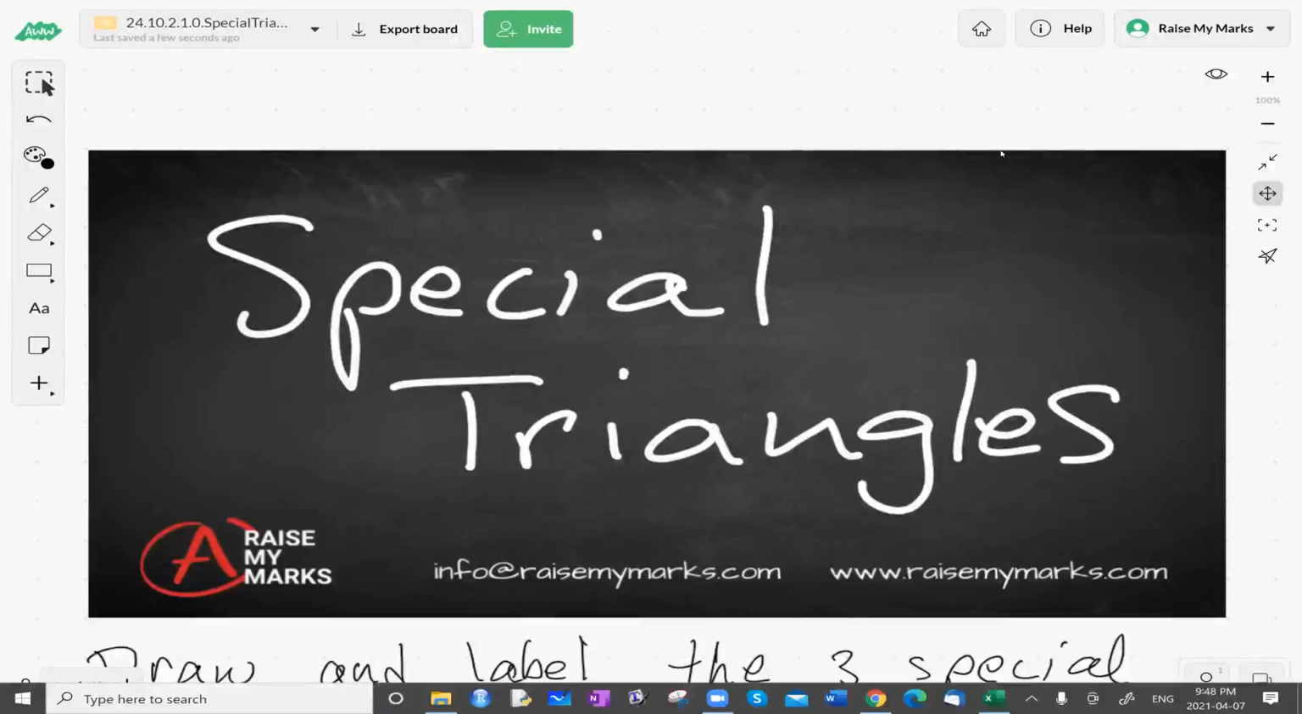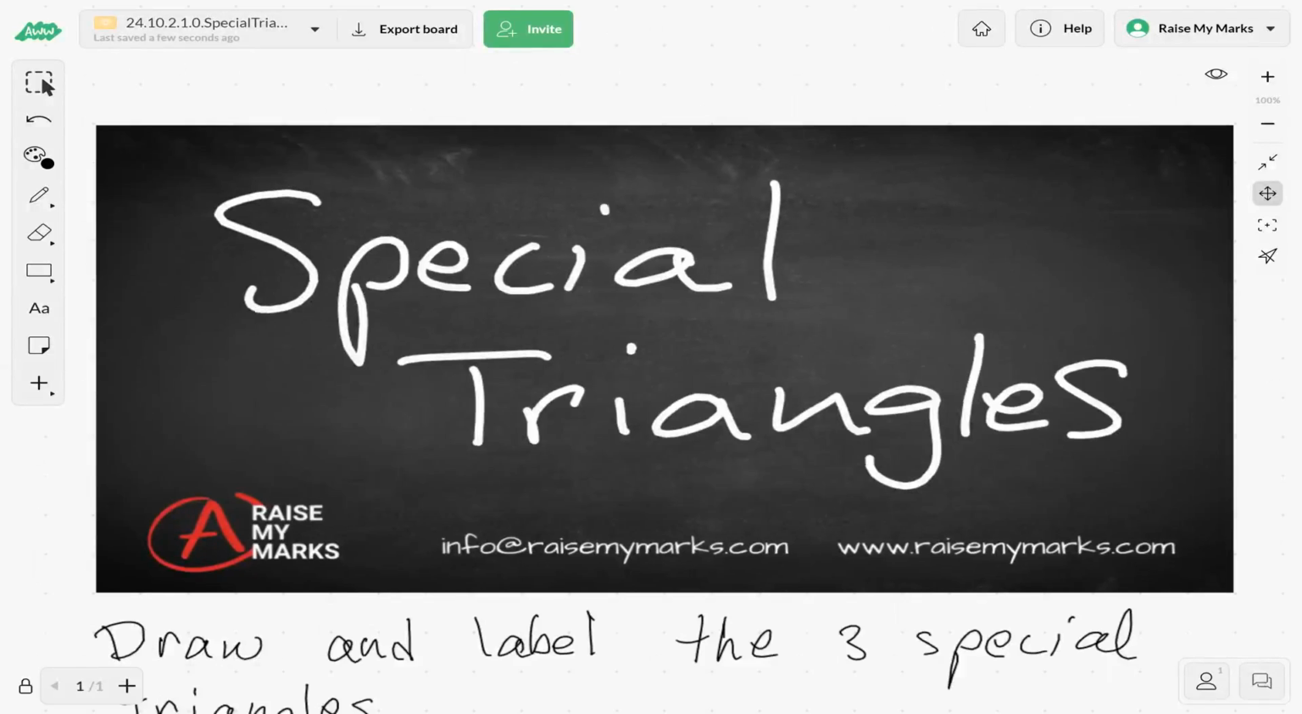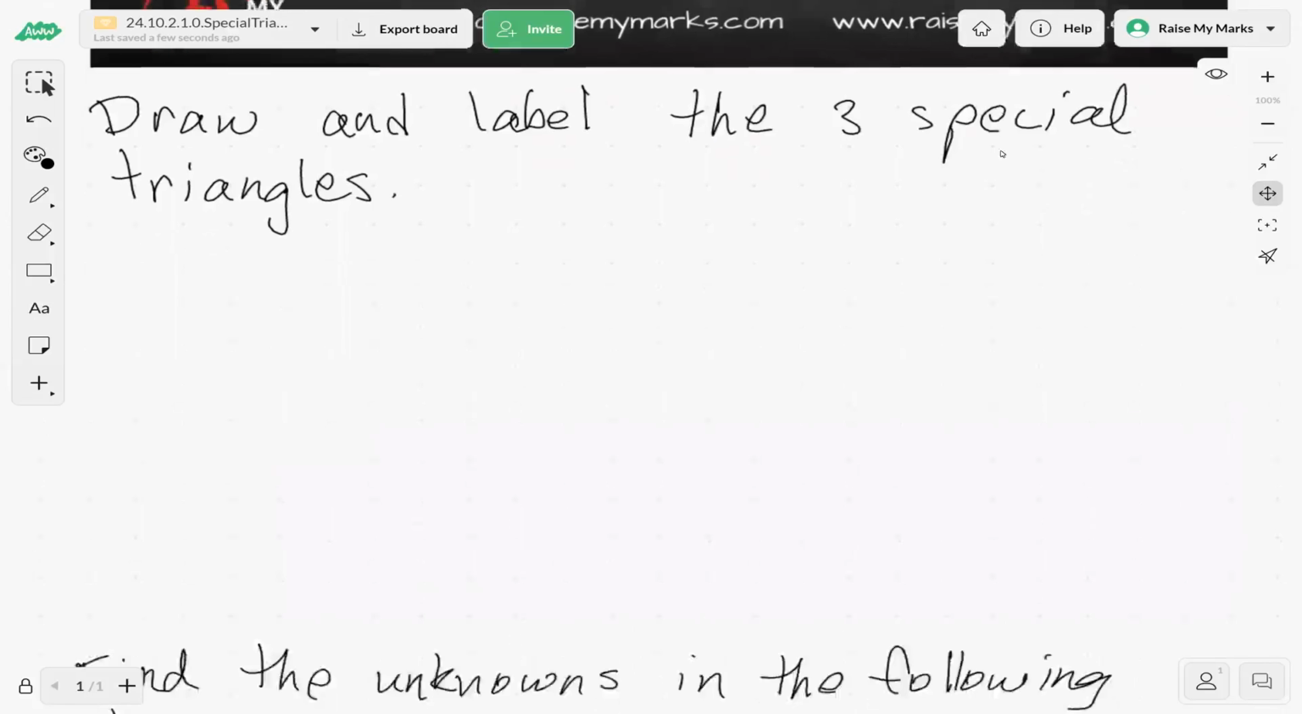Hello, so today we're going to look at special triangles. So let's have a look at our first question. Draw and label the three special triangles. All right, so what are these three special triangles?